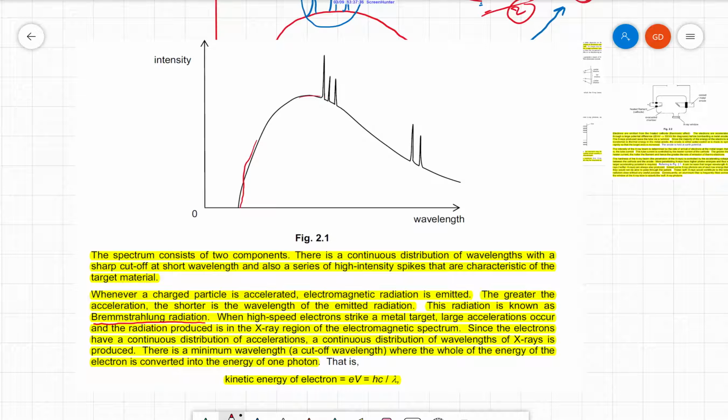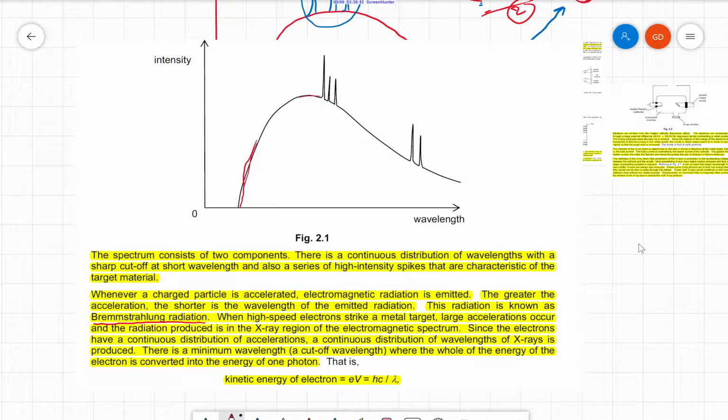And to justify why it is continuous, as I said, it is continuous because of the large distribution of the electrons' acceleration, as the electrons are accelerated from the cathode to the anode. So this is why it produces a continuous spectrum, due to the large distribution of the electrons' acceleration, as mentioned here.